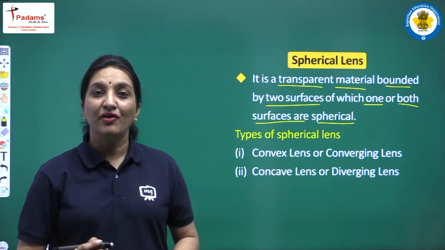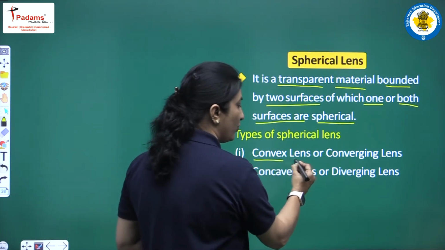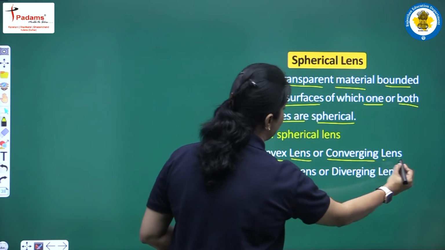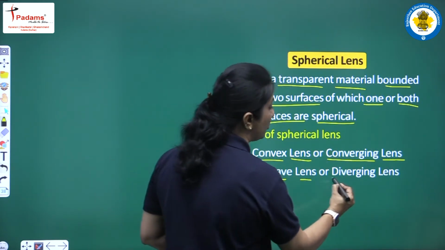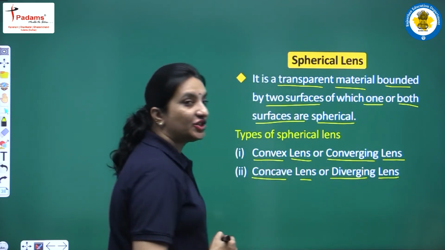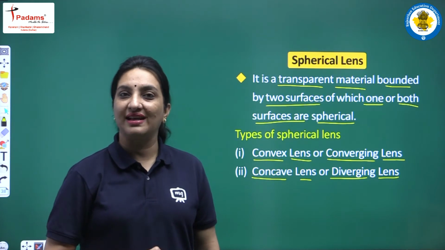So we have two types of lenses. The first type of lens is a convex lens, which is also known as a converging lens, and the second type of lens is a concave lens, which is also known as a diverging lens. So let's understand these two types of spherical lenses.